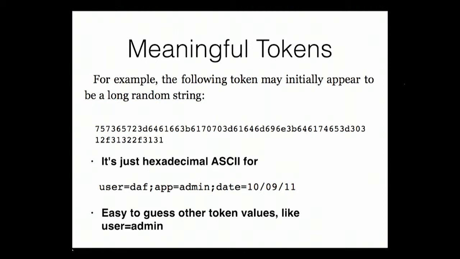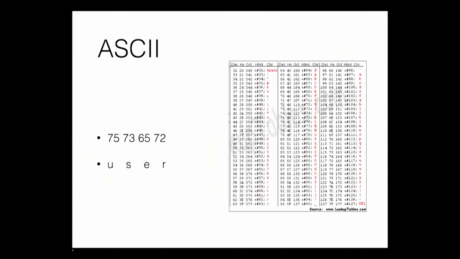And so that means, since it's not really encrypted or random, you can generate other valid tokens, like you can change this to admin, and you might get into the admin account. That's why you should not use predictable tokens like that. So ASCII, of course, you can just Google ASCII or type man ASCII at Linux or anything. All the characters can be typed into that.